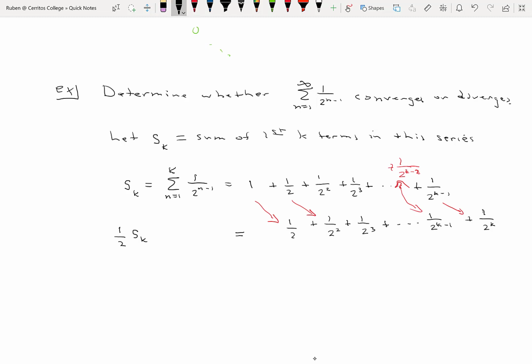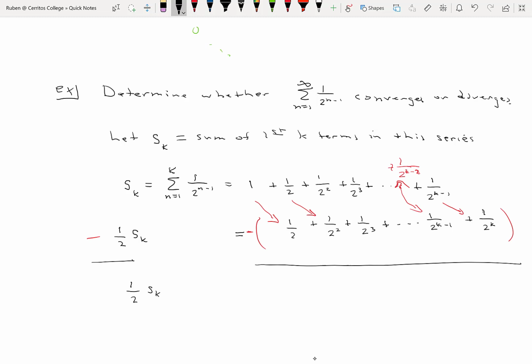Okay, now here's more of the trick. I'm going to take both sides of the equation and subtract. I'm going to take S sub k minus 1/2 S sub k, taking the first line and subtracting the second line. On the left-hand side, it's real simple. I have 1 S sub k, and I take away 1/2 S sub k. That leaves me with 1/2 S sub k.